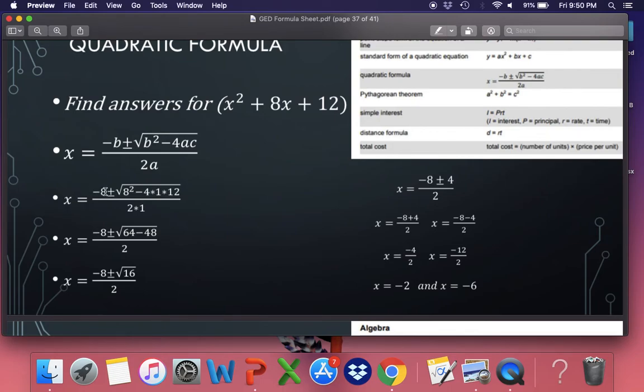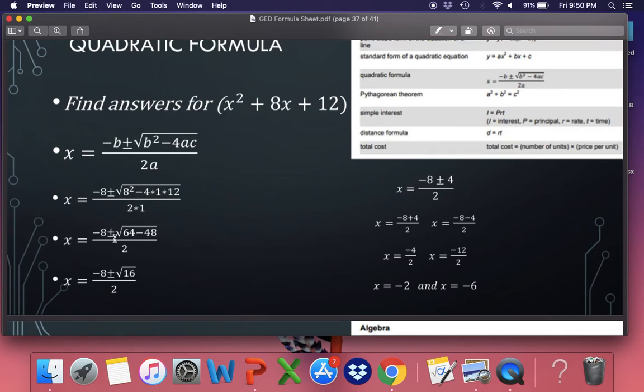So negative B, 8, plus or minus the square root of B, 8 squared, minus 4 times 1, which is A, and 12, which is C, all over 2 times 1. And you can put the entire formula in the calculator at once and solve it. It's just a little cumbersome. I would work it out a little bit first and then get down to it. But you just solve it out. 2 is, again, 2 times 1, because 1 is A in this problem.